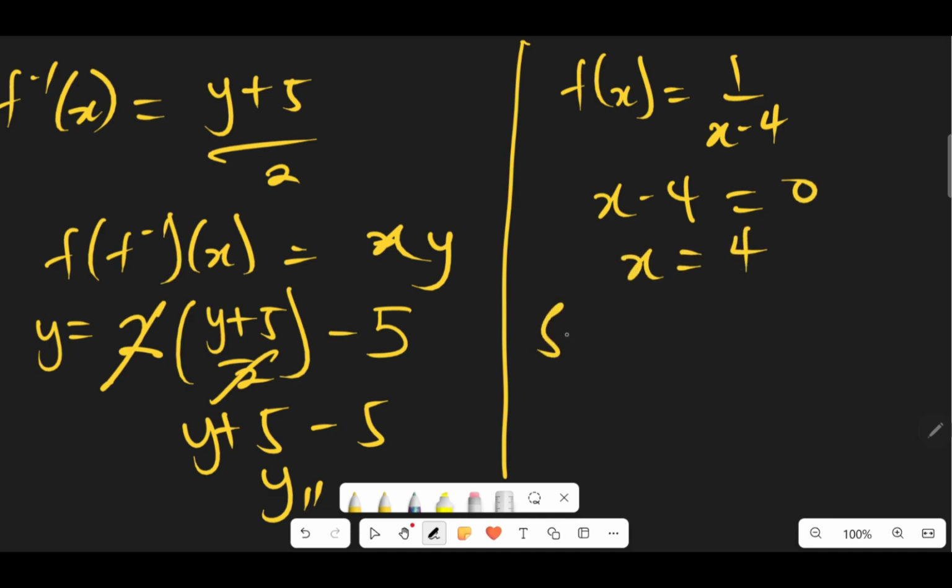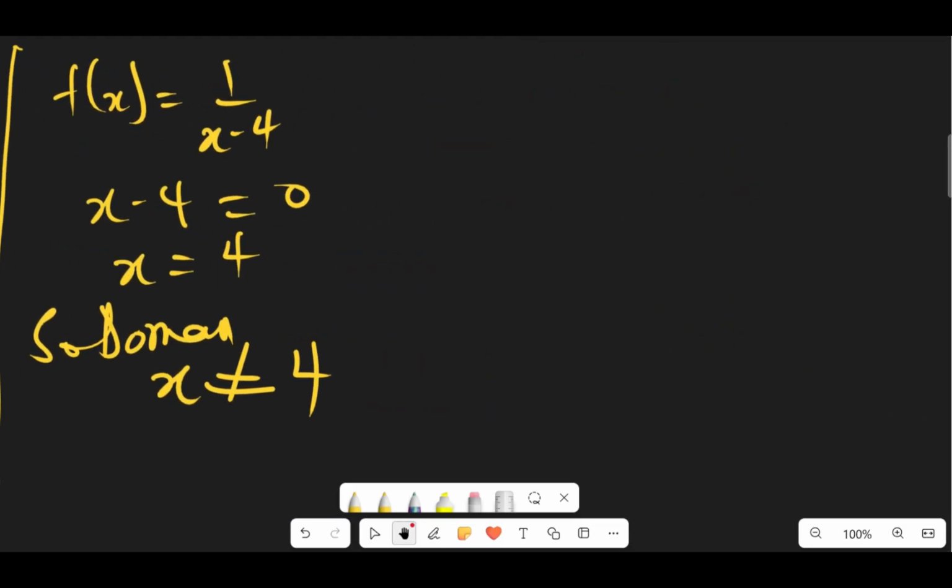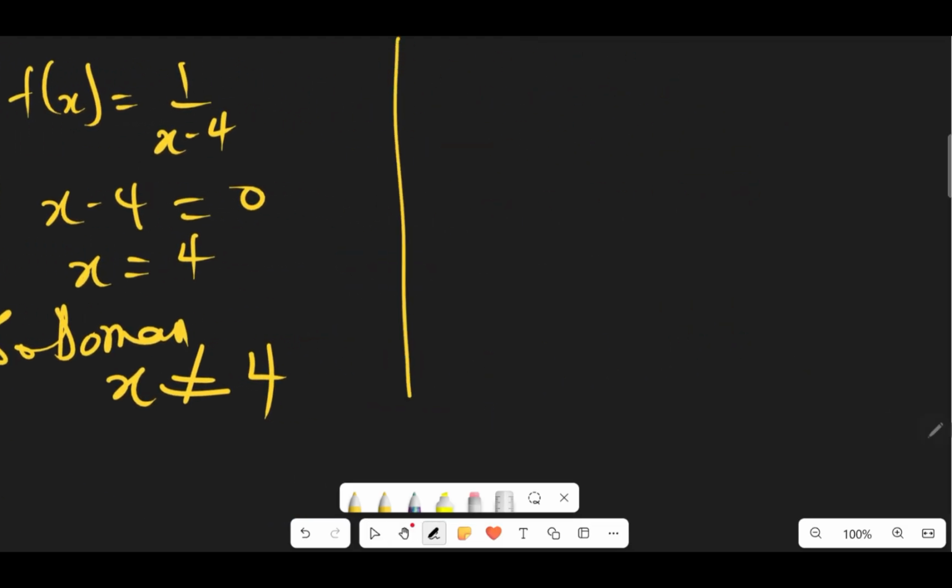So we are going to say that our domain is simply x is not equal to 4, because if x is equal to 4, then it ceases to be a function. If I put 4 here, it will be 4 minus 4, that's 0. So it ceases to be a function. So we say that the domain is such that x is not equal to what? 4. And that is our domain.